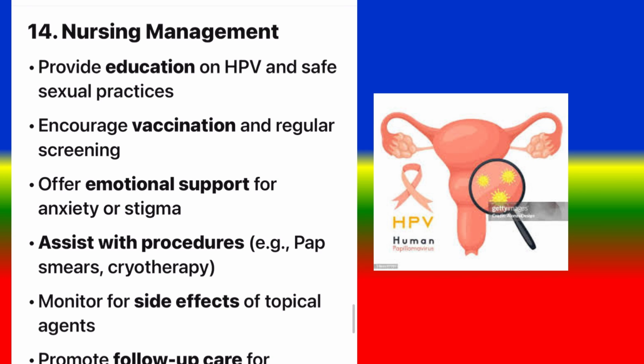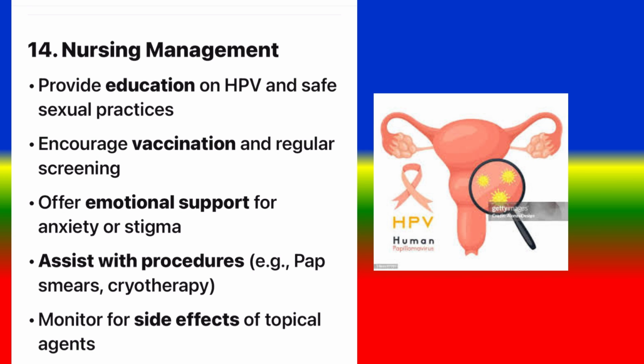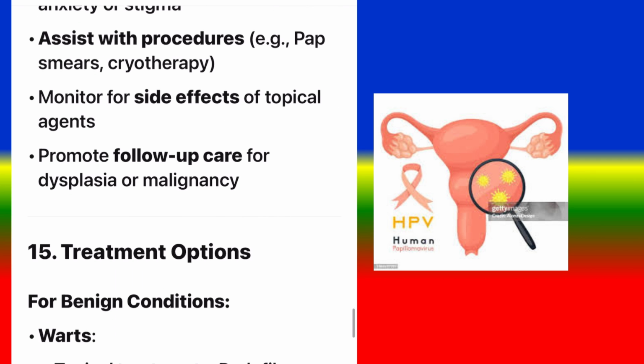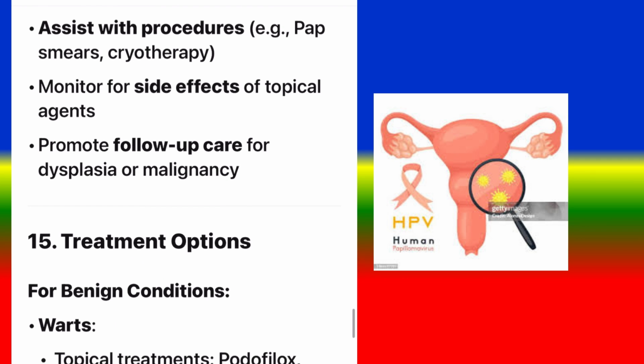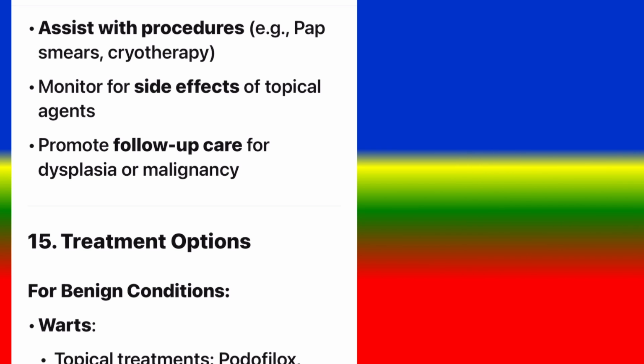14. Nursing management. Provide education on HPV and safe sexual practices. Encourage vaccination and regular screening. Offer emotional support for anxiety or stigma. Assist with procedures, e.g. Pap smears, cryotherapy. Monitor for side effects of topical agents. Promote follow-up care for dysplasia or malignancy.